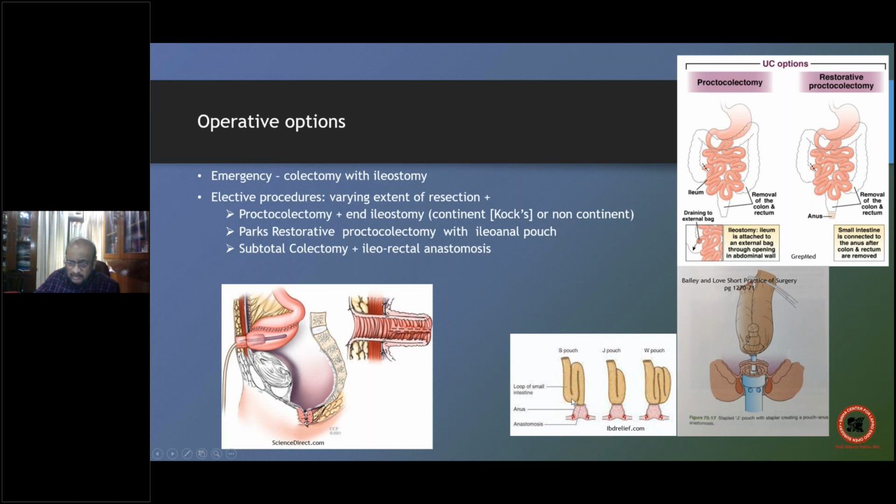And when I construct this pouch, I anastomose the distal part of the pouch to the anal canal. So I am doing an ileo-anal anastomosis along with the construction of an ileal pouch. So restorative proctocolectomy with ileo-anal pouch. This is ileo-anal pouch, either of the three kinds of pouch. If it is a subtotal colectomy, no problem. I can easily go ahead and do an ileorectal anastomosis.